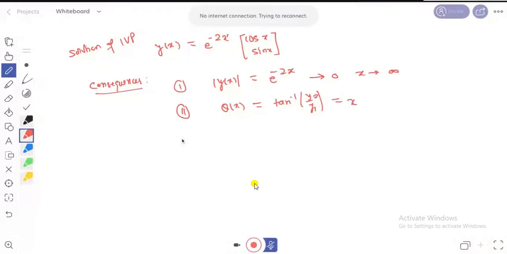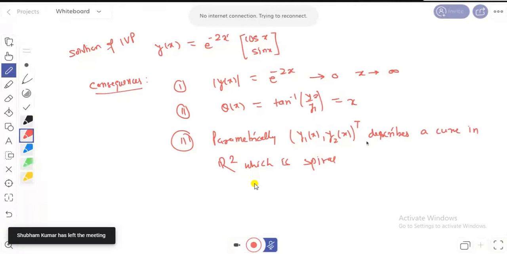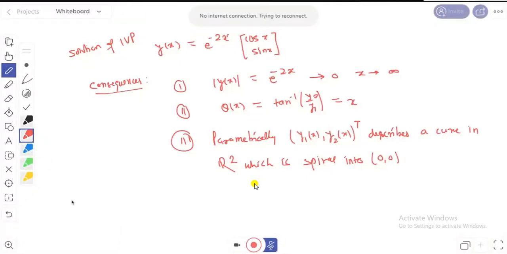Okay, and third, parametrically, this vector, what is the solution? That is y1 and y2. This vector, so this basically transpose. Basically, this describes a curve in R2, which is basically a spiral due to these two conditions, into the origin. Okay, so that is the graphical representation. The solution is basically this.